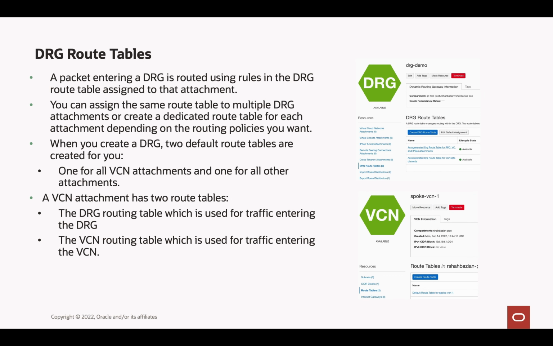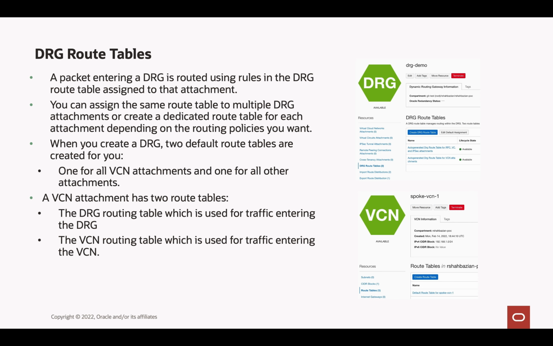DRG route tables. So a packet entering a DRG is routed using the DRG route table assigned to that attachment. You can assign the same route table to multiple attachments or create dedicated route tables for each attachment depending on what type of routing policies you want to achieve.